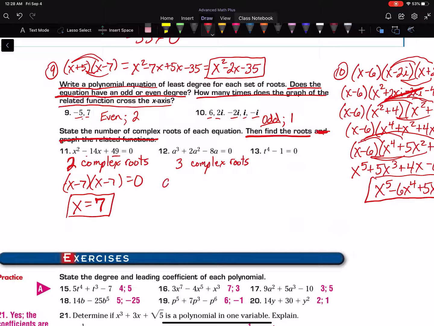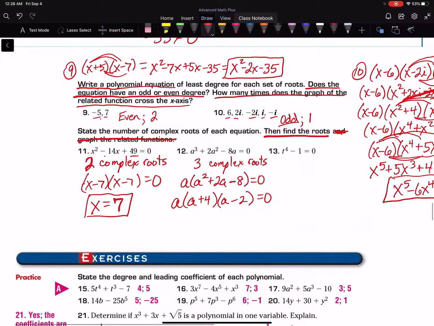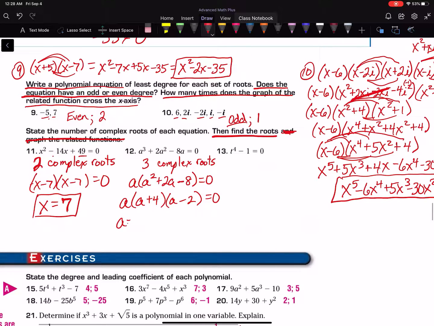I can factor out a first. So I'll have a squared plus 2a minus 8 equals 0. And then I believe I can factor that trinomial. Two numbers that multiply to be negative 8 and add up to 2 are positive 4 and negative 2. And now that we've got our factors, we just set them equal to 0. So one solution is x equals 0. One solution is a equals negative 4, and one solution is a equals 2.